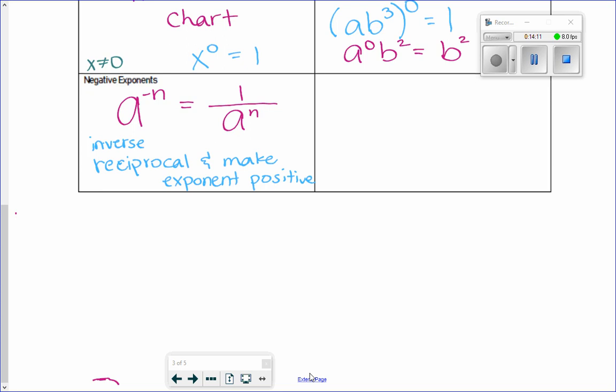Okay, so here are some examples. Let's say we had 5x to the power of -2. The 5 stays on the top, but where would the x to the power of -2 go?